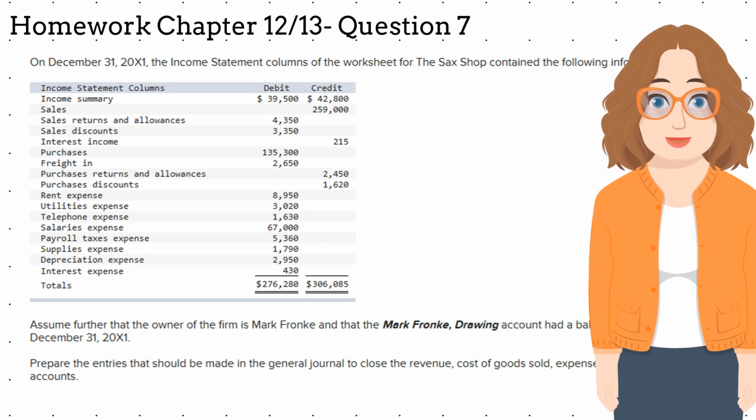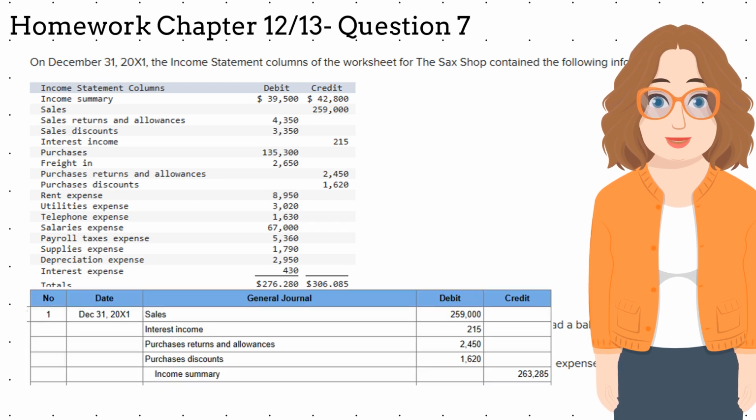Finally, here is question number 7 for this income statement, and we need to record the closing entries. Do you recall how to do that? The first entry closes all credit balances to income summary. The second entry closes all debit entries to income summary, the third entry closes the drawing account to capital, and the fourth one closes income summary to capital. To give you a good start, I've added here the first journal entry.